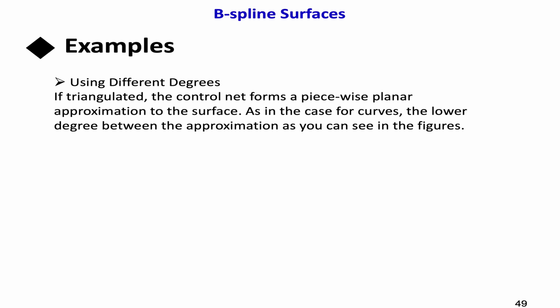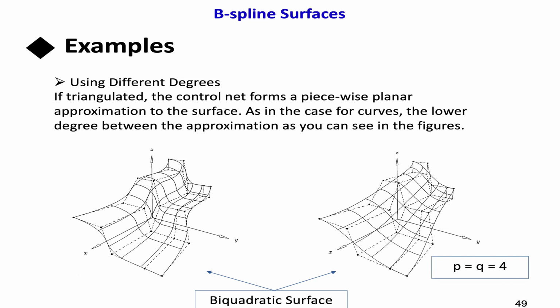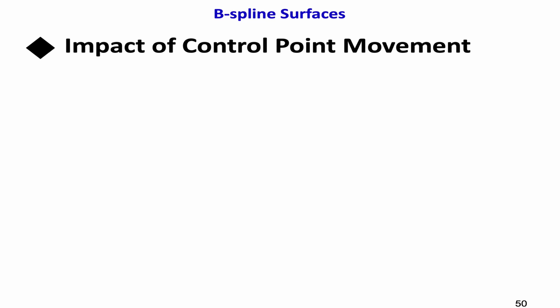For example, if we want to see the same B-spline surfaces using different degrees, we can see some differences here. If triangulated, the control net forms a piecewise linear approximation to the surface, and the lower the degree, the closer the approximation, as you can see in these figures. Here the left one is a biquadratic surface, where p equals q equals 2, and the right one is a biquartic surface, where p equals q equals 4. Next, we will discuss the impact of control point movement.